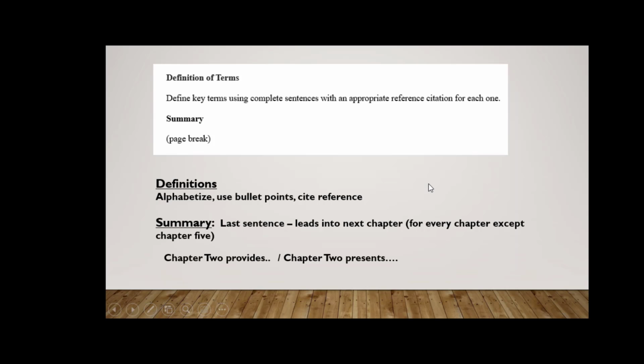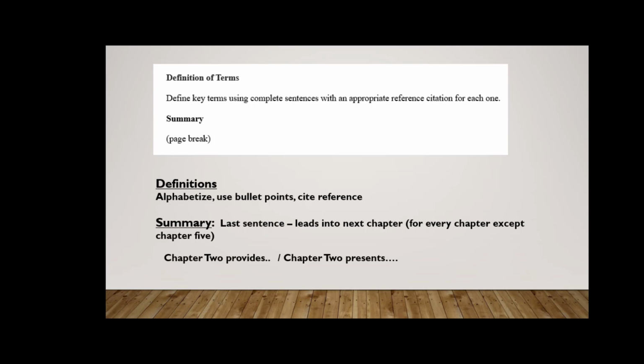In your introduction, you're going to define your terms. Okay, define key terms, and you do provide a citation of where that definition is from. So what I will look for in your definitions, you have to alphabetize them. Each one starts with a bullet point, and you need to cite your reference.